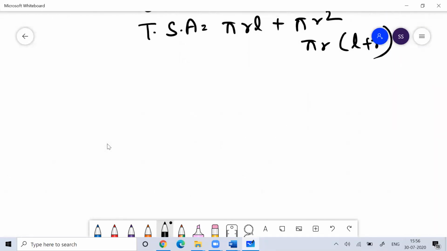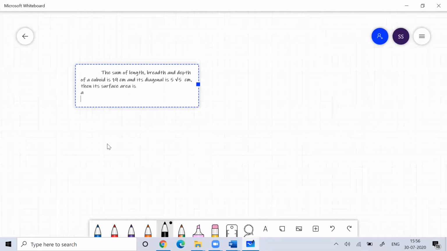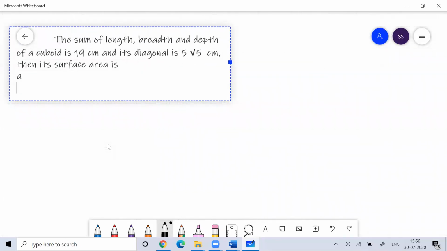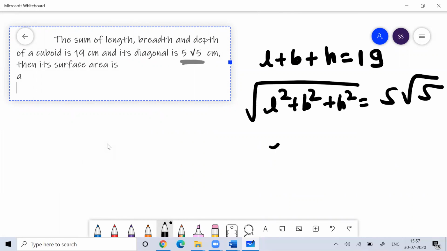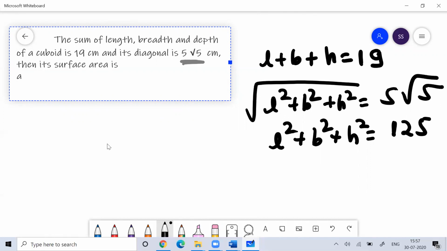Now you can see this question. The sum of length plus breadth plus height of a cuboid is 19 and its diagonal is 5 root 5. The diagonal is root of L square plus B square plus H square, that is 5 root 5. So L square plus B square plus H square is 25 into 5, which means 125.